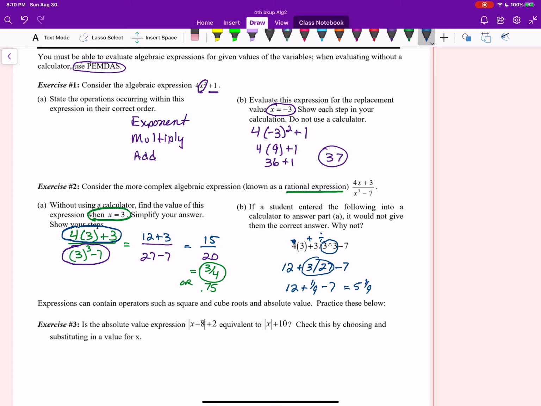And the reason why is because in order for it to be keyed into the calculator correctly to give the correct outcome of 3/4, this would have to be put in parentheses. That represents the numerator, right? That's what we have here. That's our numerator. And then our denominator, this here would have to be placed in parentheses. That is our denominator.